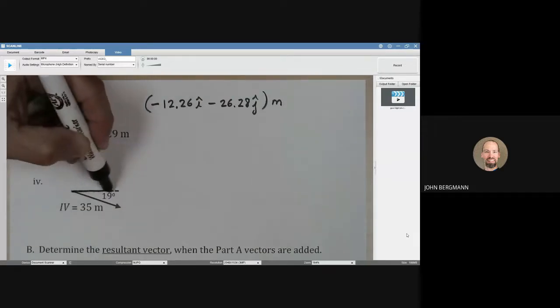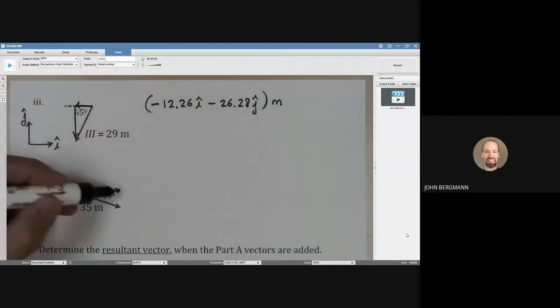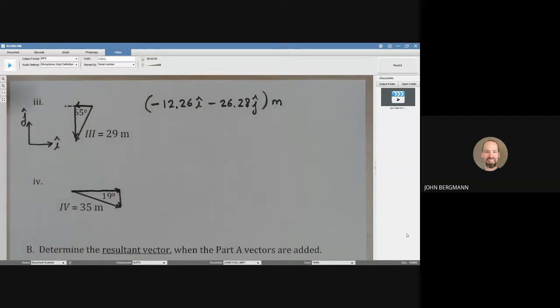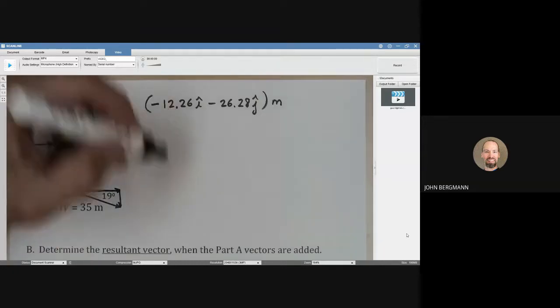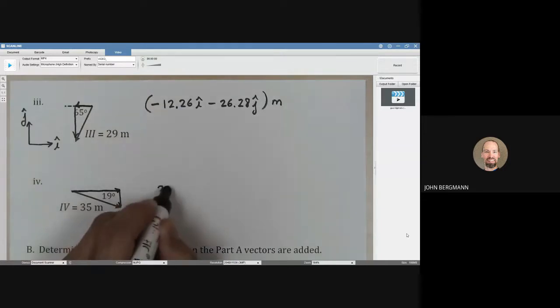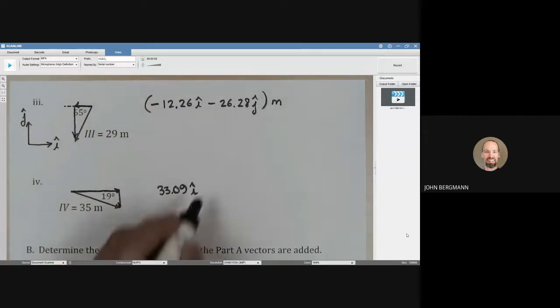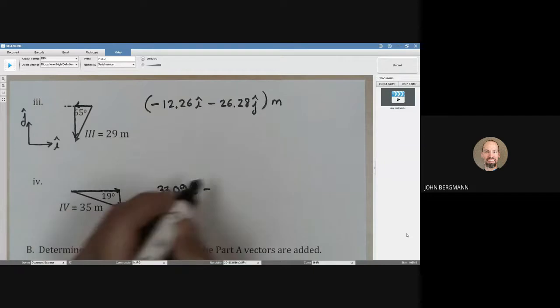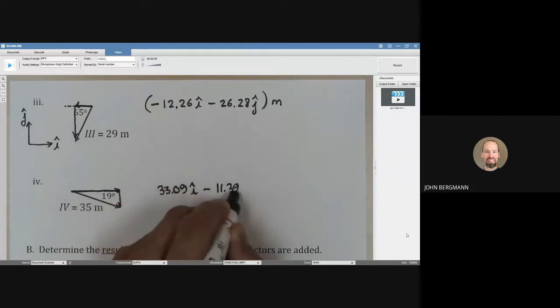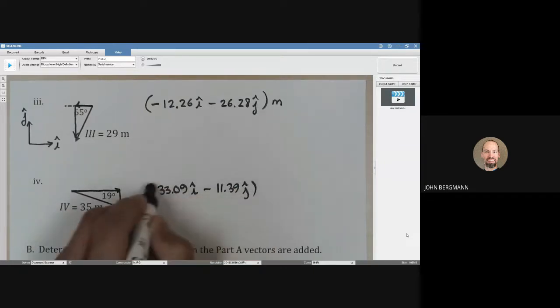So again, it's very important to take into account your perspective. Last one here. We're going in the positive I hat direction. We're going in the negative j hat direction. And what I got for this was 33.09 in the positive I hat direction minus 11.39 in the j hat direction.